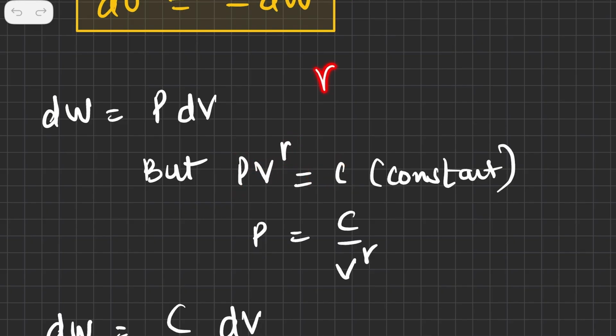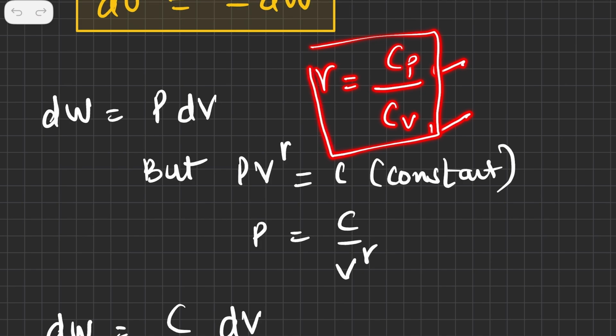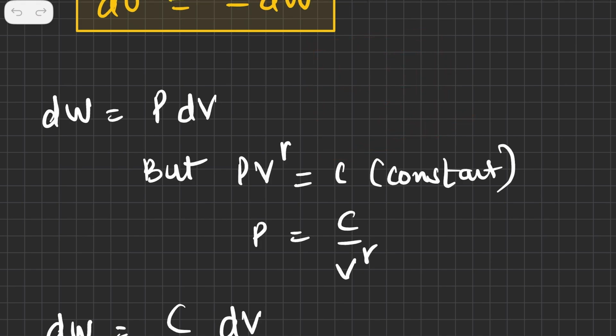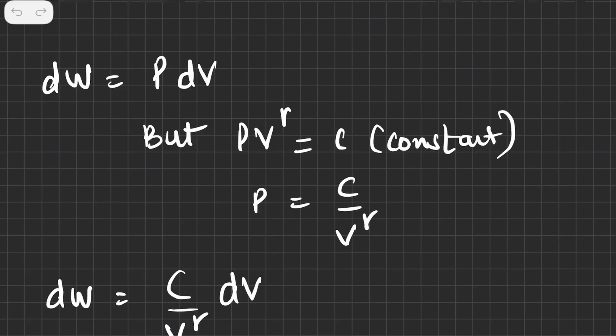Now this gamma is the ratio of specific heats, that is specific heat at constant pressure and specific heat at constant volume. This ratio of specific heats, which we have already done in the topic called kinetic theory of gases, is the same gamma. It is sometimes also called an adiabatic ratio, or the ratio of specific heats. Keep the pressure on one side, take V raised to gamma on the other side.